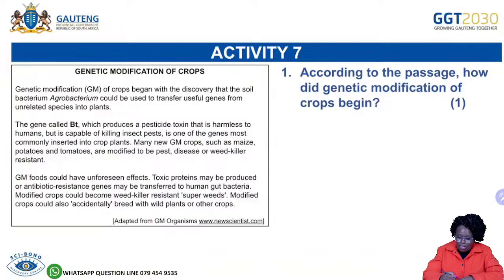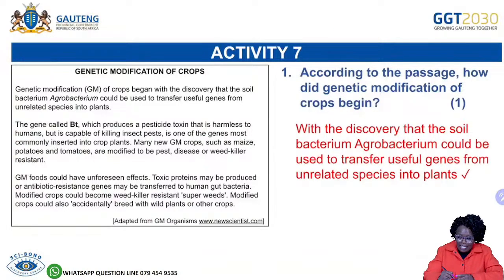You go back to the passage. Do not read the passage once. You read and you read again so that you remember and you go and refer. It began with the discovery that the soil bacterium agrobacterium could be used to transfer useful genes from unrelated species into plants. It's there on the passage.